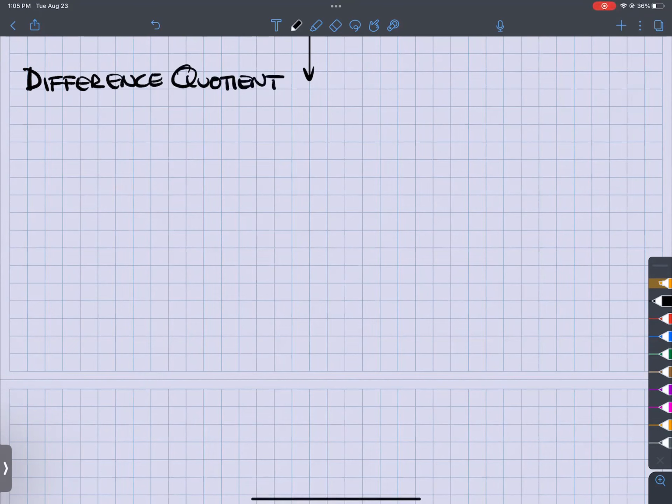the difference quotient. Does anybody remember what the difference quotient is?